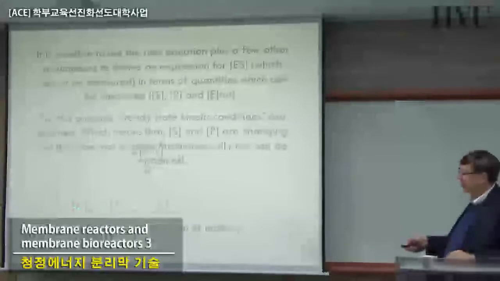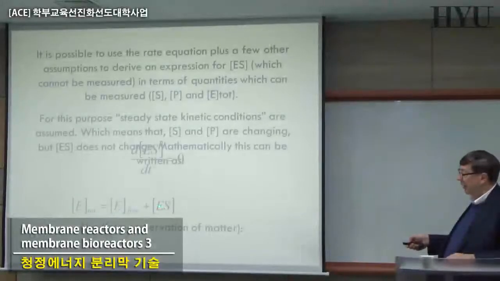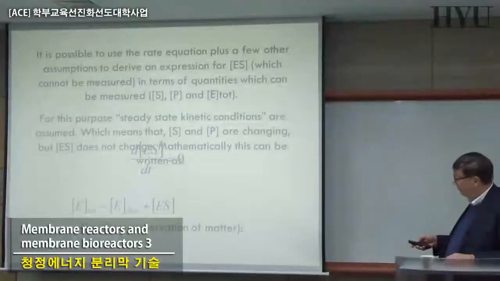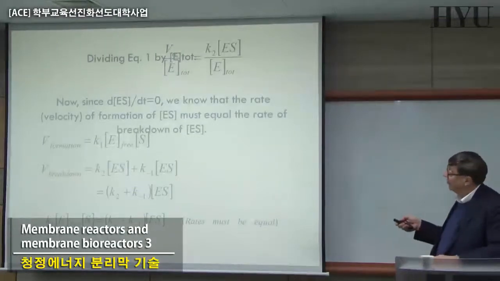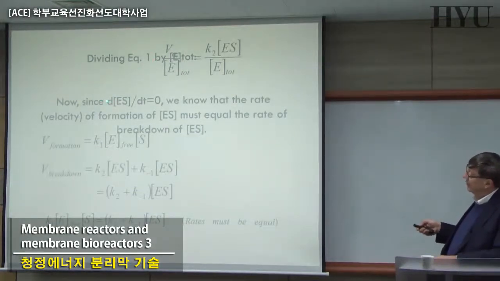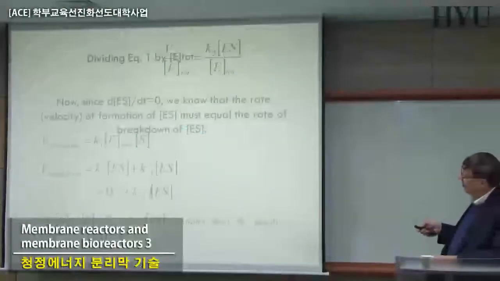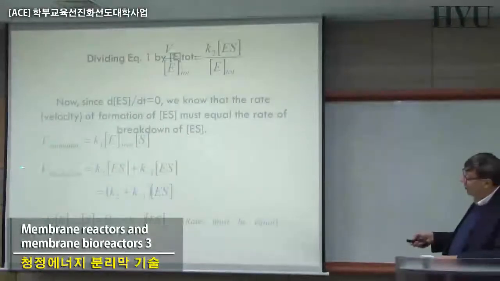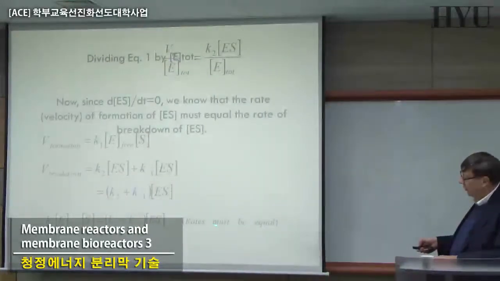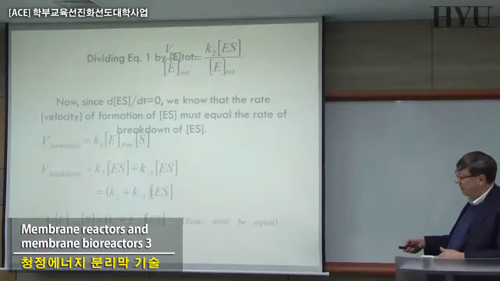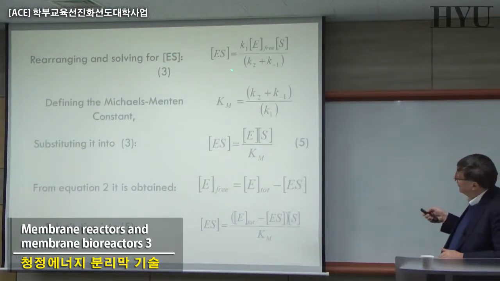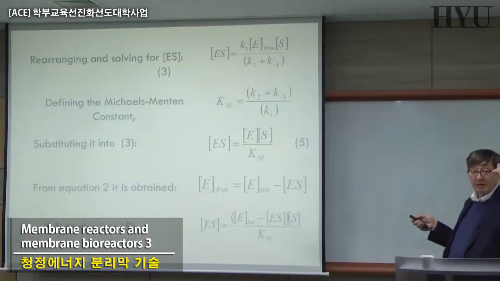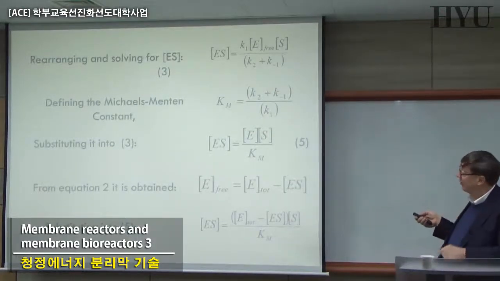And we have that this E total is equal to E free plus the one that is bound in this transient complex. Now you can make, and we won't do it in detail, you will find in your notes, a lot of these transformations, with d[ES]/dt equal to 0, etc. You can have the V formation and the V breakdown, and you have the equality, because formation and breakdown are equal in steady state, and so you can have this kind of relationship, and you can rearrange and solve for ES, and that would be an expression of the hypothetical concentration of the transient complex.